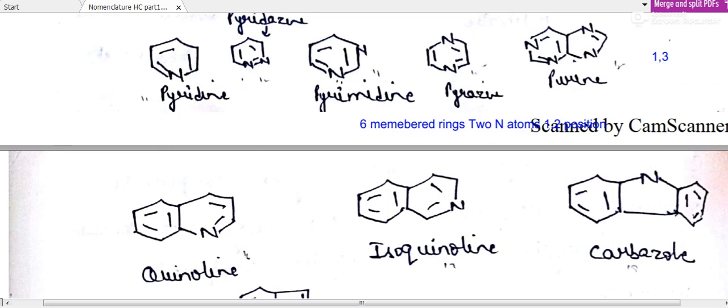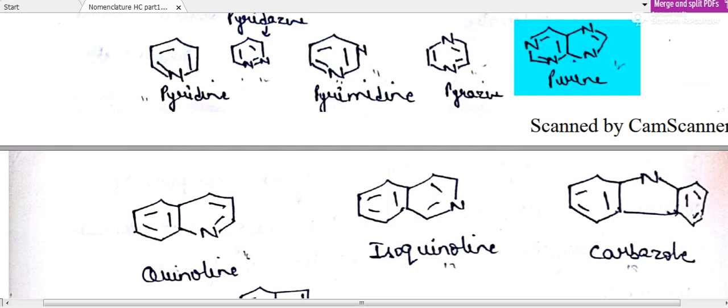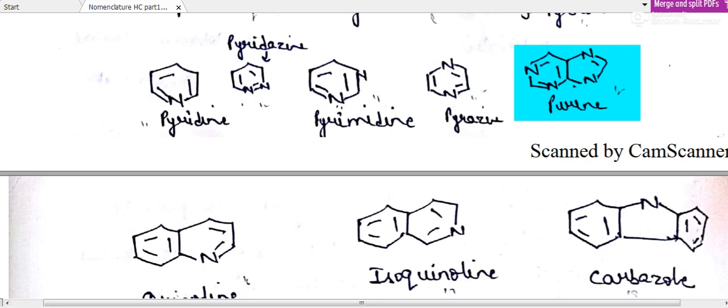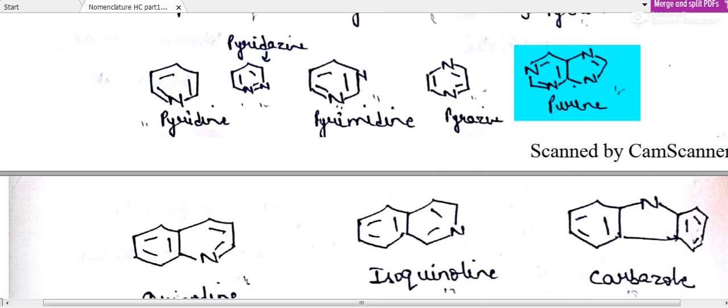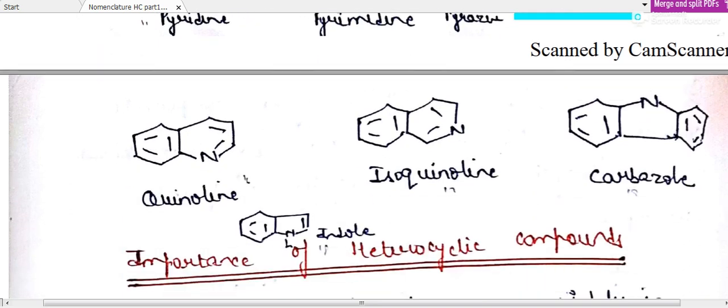And then there are purine bases, which consist of two rings fused with each other, in which one is a 6-membered ring having nitrogen 1 3 with respect to each other, and the second is a 5-membered ring having nitrogen 1 3 with respect to each other. Now you have to memorize these structures. That's unfortunate, but with time it will become easier for you.